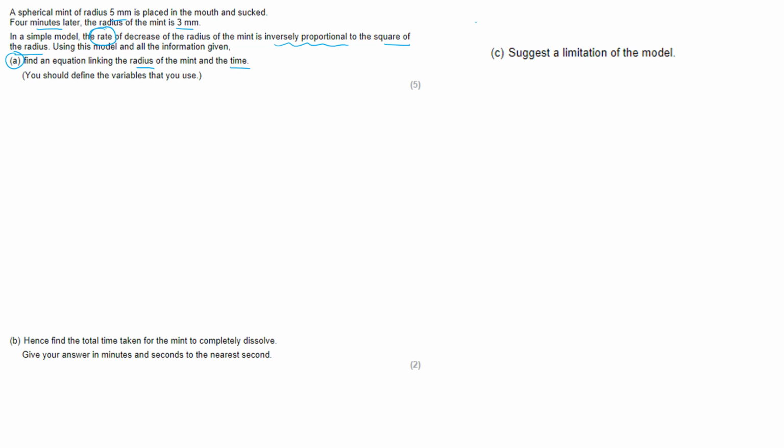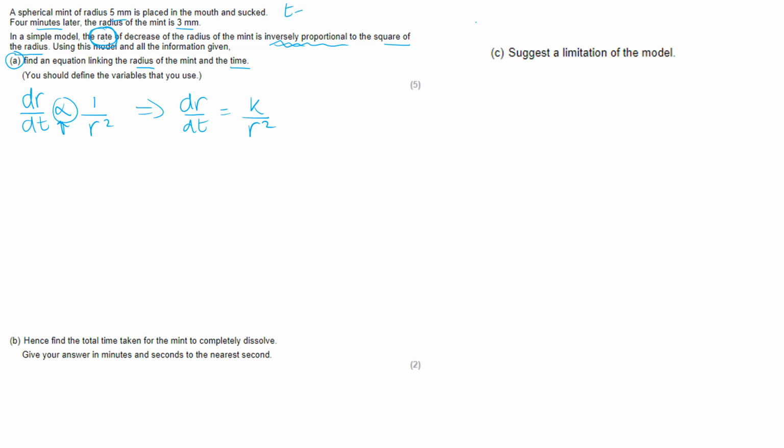So circle this word rate. As soon as we see the word rate, something is changing with respect to time, and what is changing? It's the radius. So that word rate means that we can write down that dr by dt is proportional to, well, it's inversely proportional, so it's going to be 1 over the square of r. Now we can lose the proportional sign and write dr over dt is equal to k over r squared.